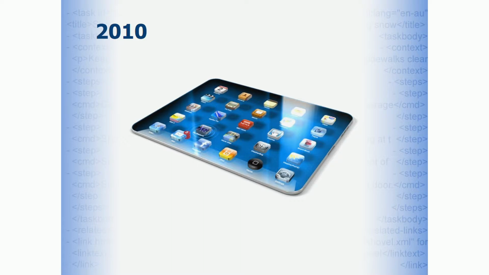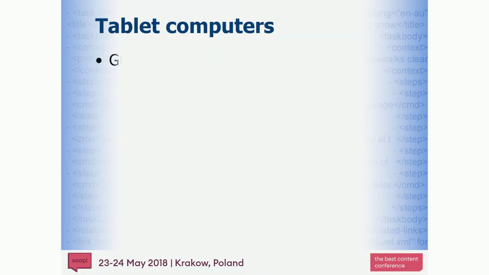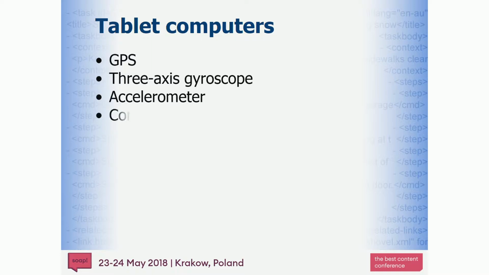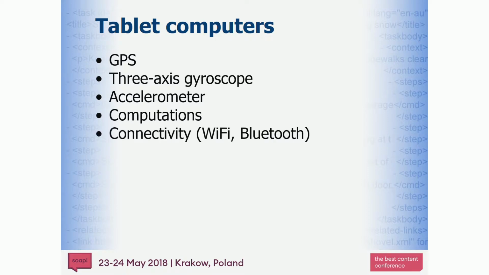Then something else happened, so another technological change that resulted in innovation, and that was the tablet computer came out in 2010. So we're now well into our own century now, and we know that tablet computers already have inside them a GPS facility. And they have 3-axis, not all, but some have 3-axis gyroscopes and accelerometers. And they obviously can do computations of various sorts. And they have connectivity. So they might have Wi-Fi or Bluetooth connectivity.